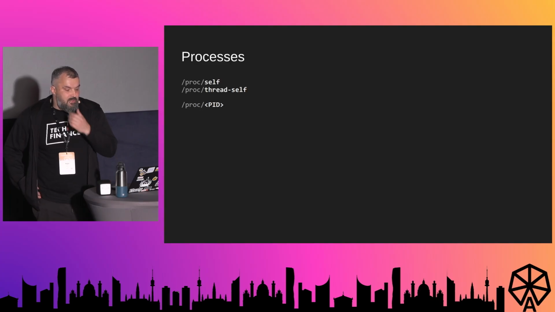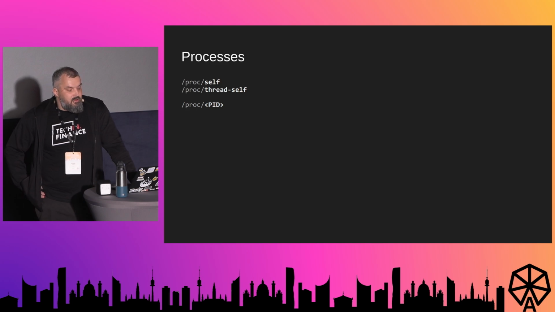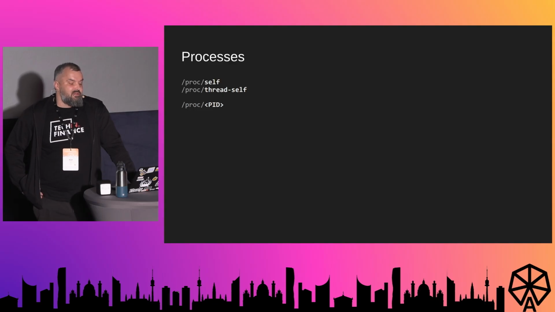Under the process file system, for each process ID, there's a separate folder, and there are two links. The self is a link to the PID of the current process, and the thread-self is linked to the current thread. In Unix, we might think that we have multiple threads, but in reality, those are multiple processes which just share the same heap and some other things. So they still have their own process ID.